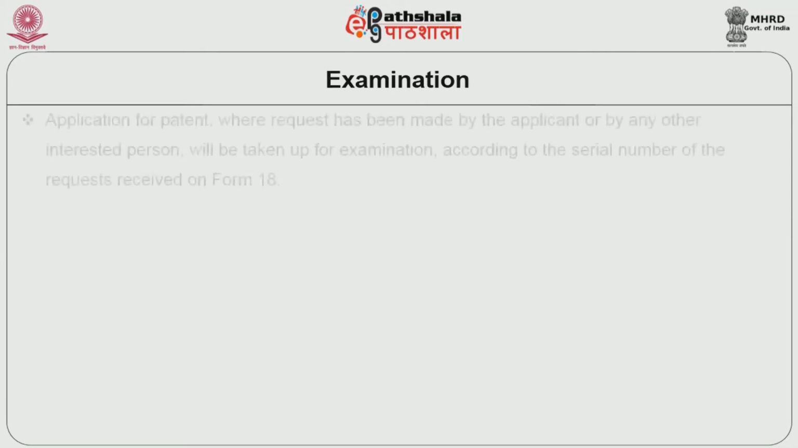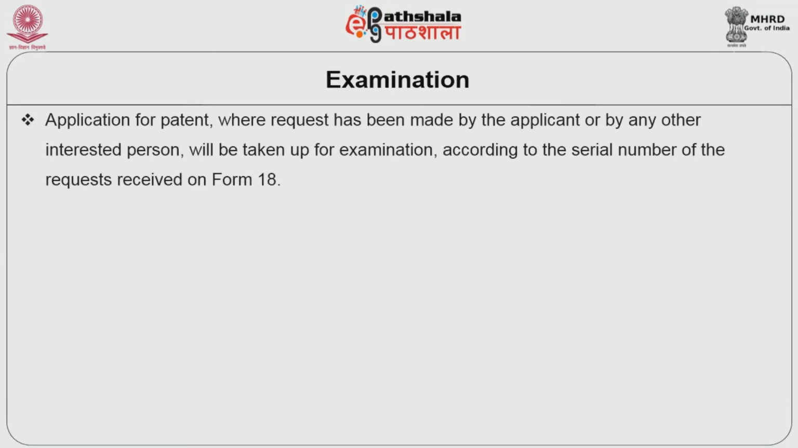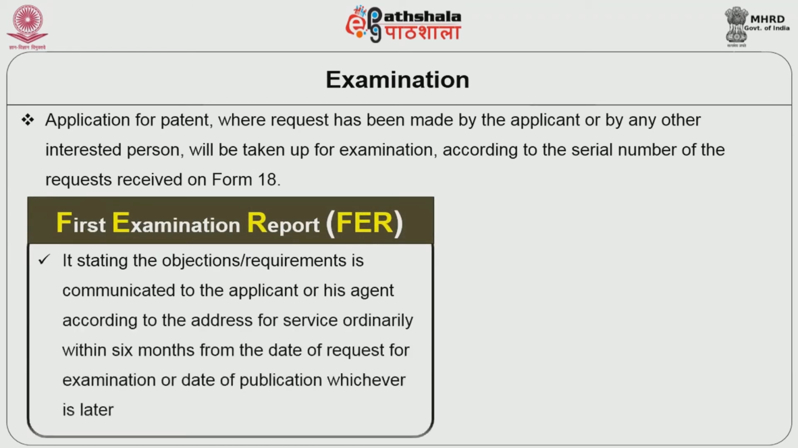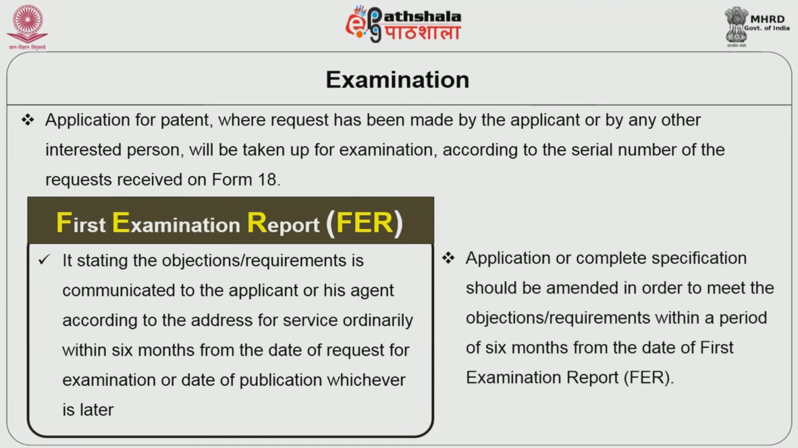Then examination. The patent office will appoint a suitable person to examine the patent application. Each application, after receiving form number 18, will be given a number according to the serial number. Examination will be conducted, and the first examination report will be given in the form of a report, that is FER. This report may contain some modifications, objections or requirements. It will be communicated to the address given for service or communication. The patent applicant has to reply within 6 months from the date of the first examination report. Otherwise, this also will be treated as abandoned, so you cannot revive it.